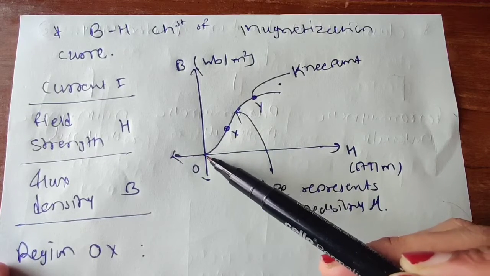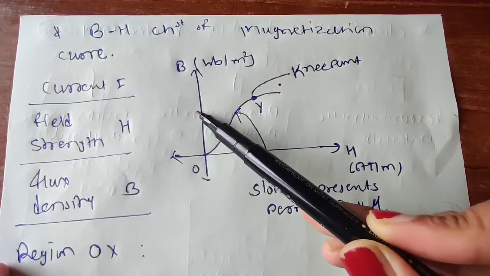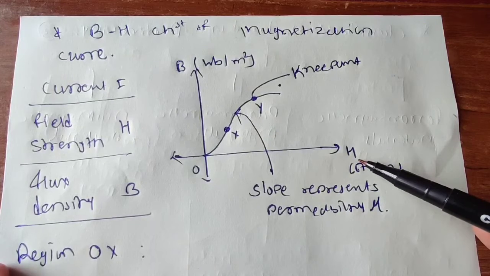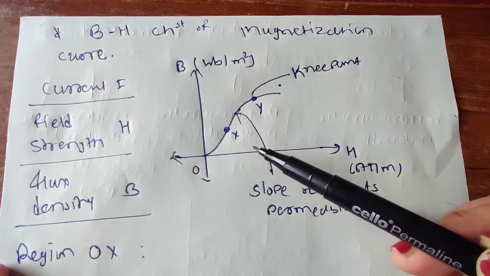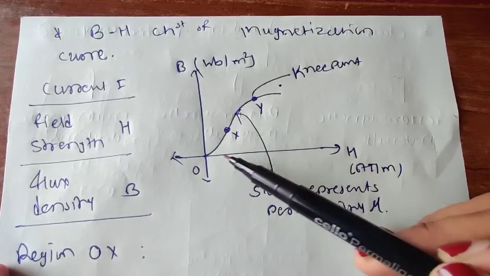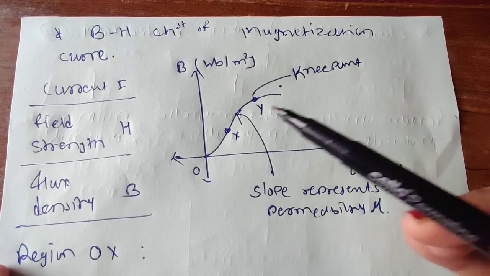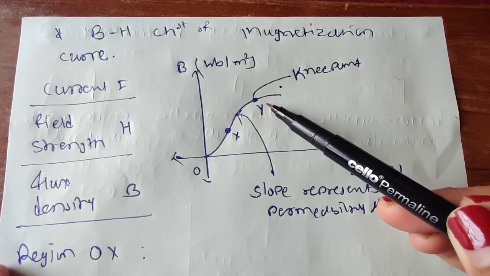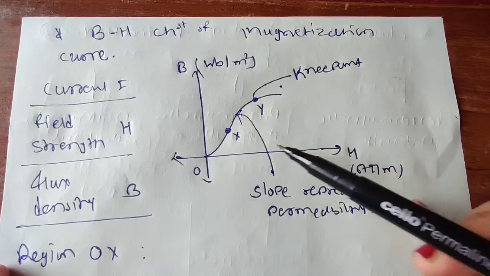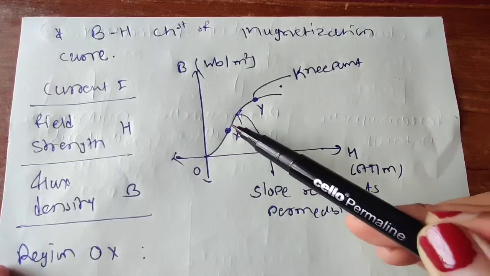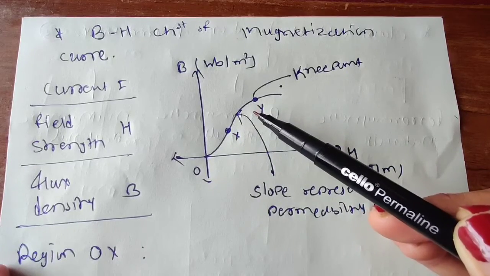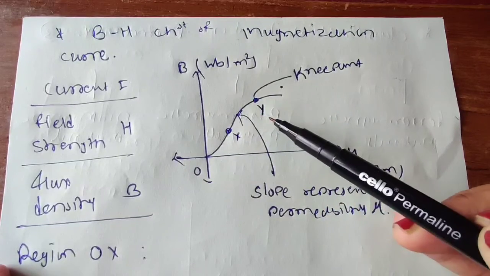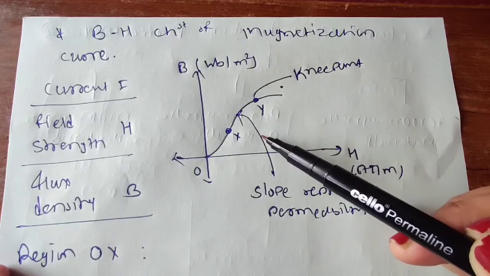The flux density B then increases gradually as you increase the value of H. B changes slowly in this region as compared with H. So this is the region OX. Now in region XY, a small change in H gives a large change in B. The BH curve is almost linear in this region.